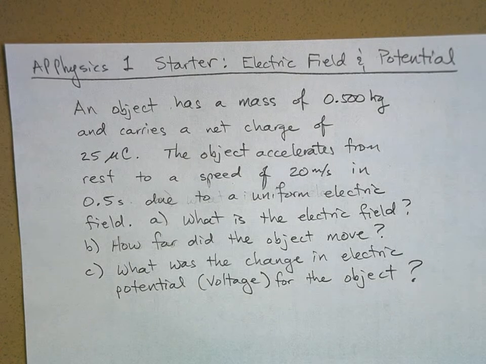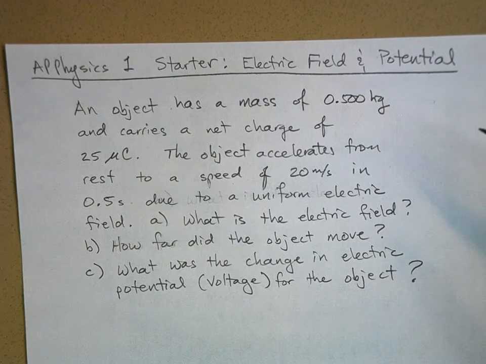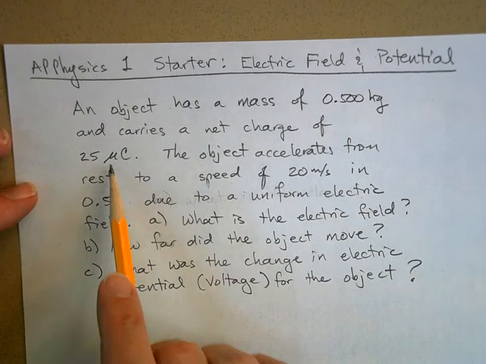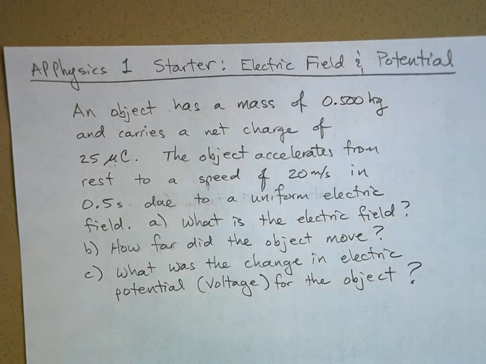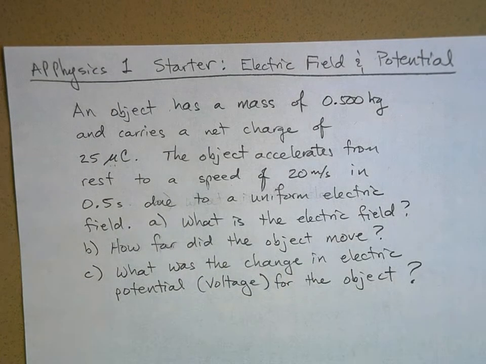Okay, today's starter involves both electric fields and electric potential. So we're just going to have some generic object that's got a mass of 0.5 kilograms and it carries a net charge of 25 microcoulombs, micro times 10 to the negative 6. The object accelerates from rest to a speed of 20 meters per second in 0.5 seconds due to a uniform electric field.